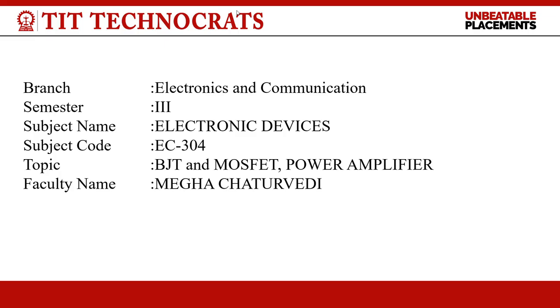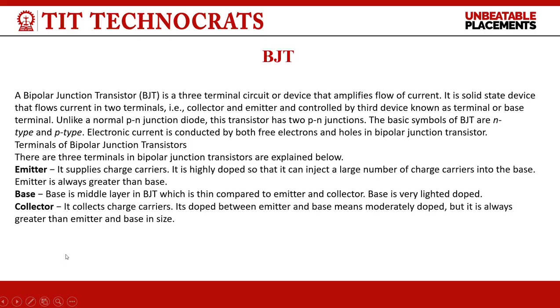In this class, I will provide the notes and lectures of the topic BJT and MOSFET power amplifier. Now, BJT, which is the bipolar junction transistor, is a three-terminal device that amplifies the flow of current. It is a solid state device that flows current between two terminals, the collector and emitter, and is controlled by the third terminal, known as the base terminal.